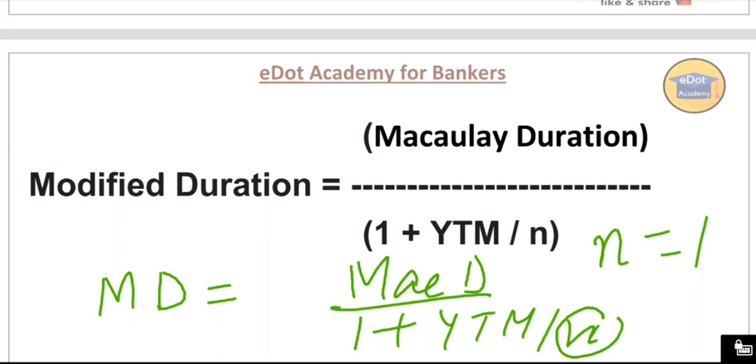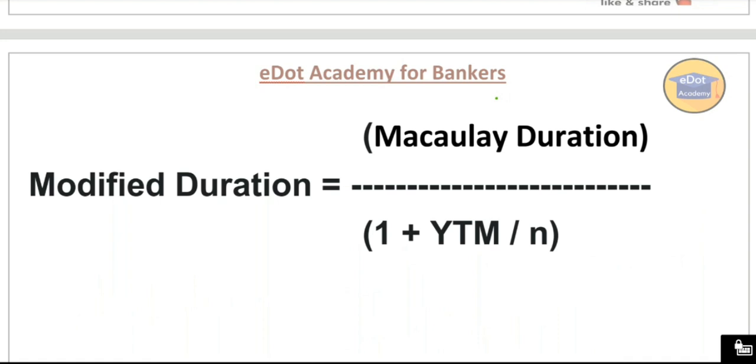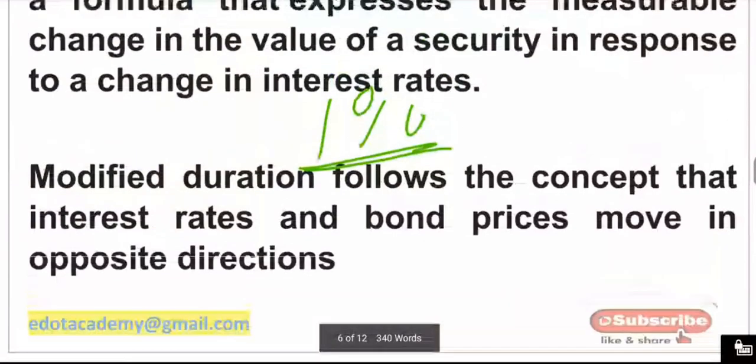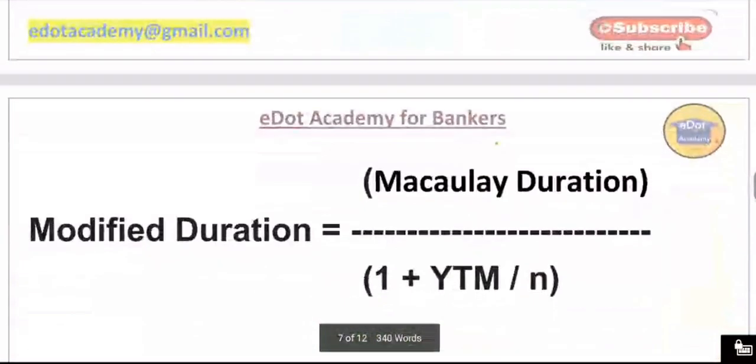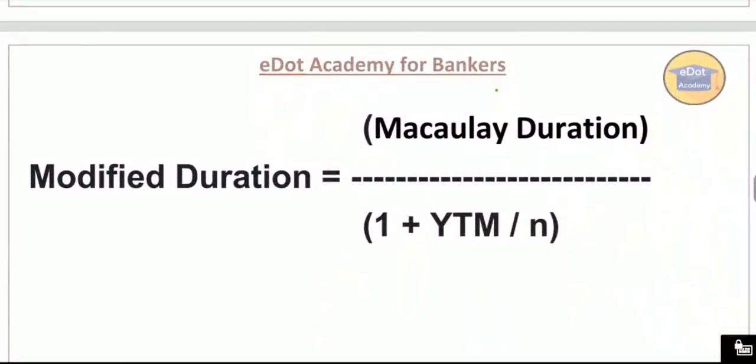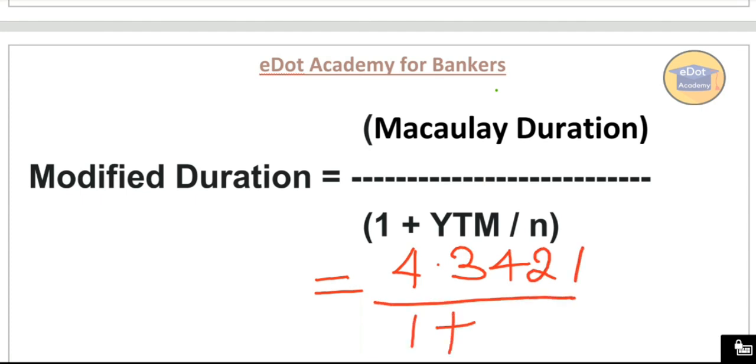Now, if I take the above example, I will calculate the modified duration here. Let me see how much Macaulay duration we got for the previous example. We got 4.3421. So for that question only, we are going to calculate the modified duration here. 4.3421 divided by 1 plus YTM. YTM was 6%, and 6% is nothing but 1.06. N is 1 year, so it is nothing but 1.06.